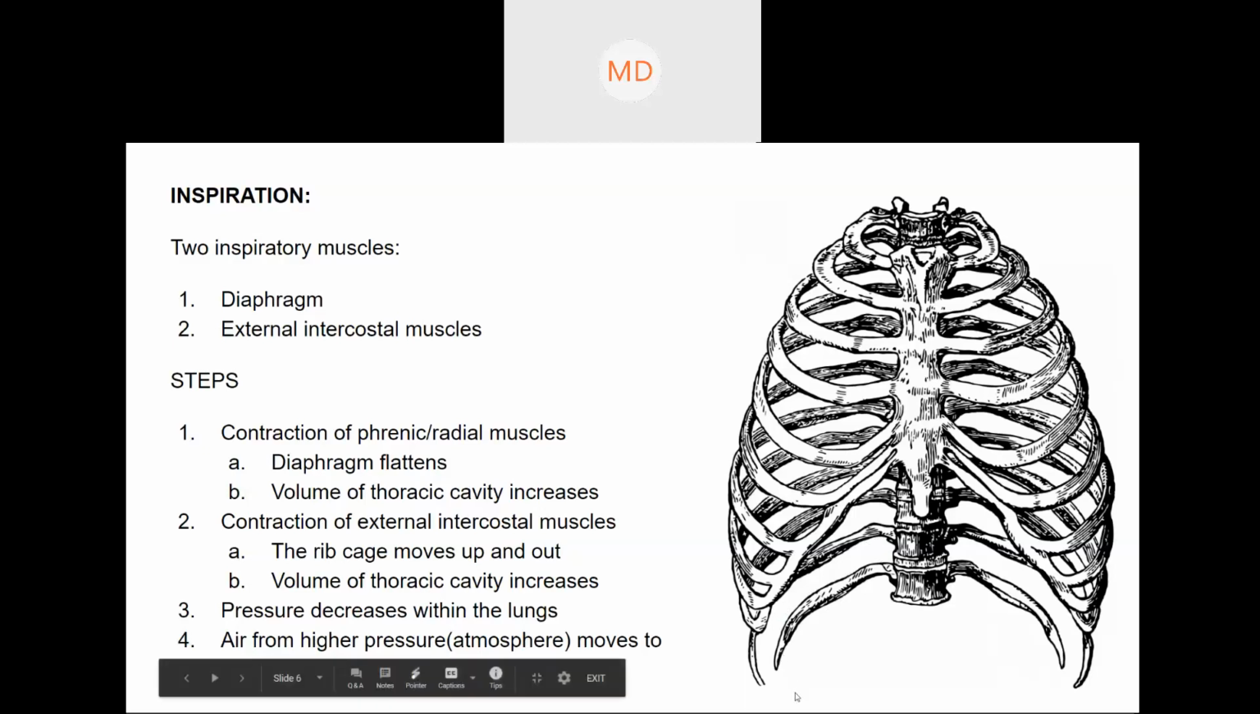And one more thing, you can see here, phrenic and radial muscle. What is phrenic muscle and what is radial muscle? Phrenic and radial, it is the same. So as I mentioned, this is the dome shaped diaphragm, right? The diaphragm is connected to these ribs by the radial muscles.